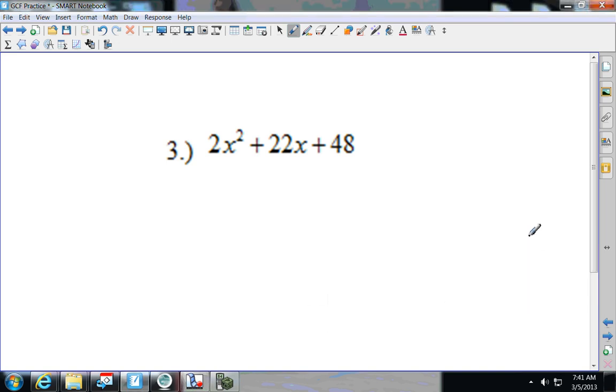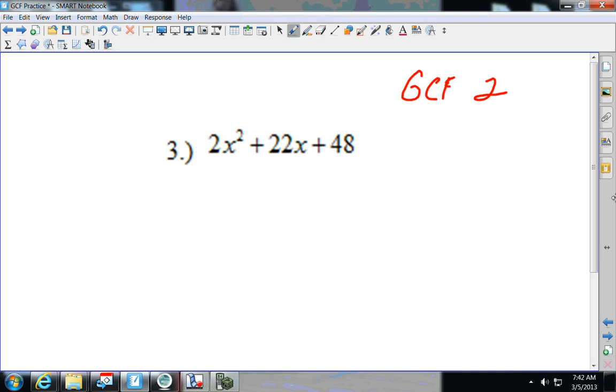All right, on this one, I told you that you need to go and look. Here is the smallest number right here, 2. Does 2 go into 22? Yep. Does it go into 48? Sure does, because 2 goes into all even numbers. So my GCF is 2.